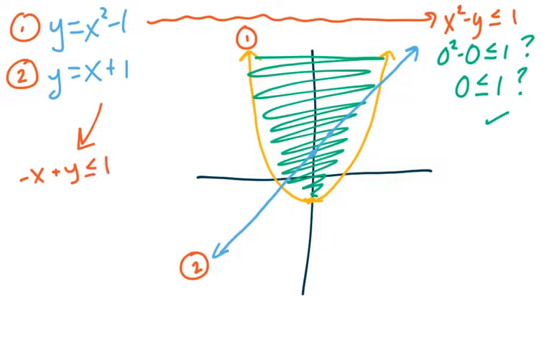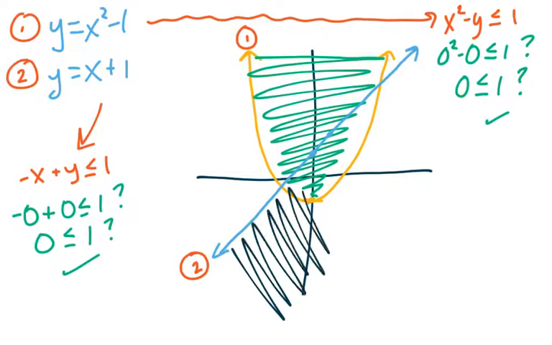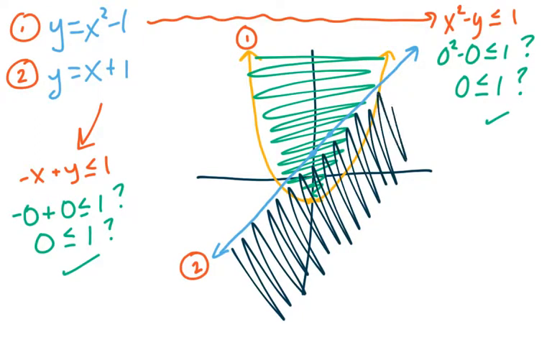And let's plug in 0, 0. So is negative 0 plus 0 less than or equal to 1? Negative 0 is just 0. Plus another 0, I'm thinking 0. All right, is 0 less than or equal to 1? Same thing before. It is. So I'm going to shade the part that has 0, 0, which is down to the right of it. So it's going to look a little bit like this. That's the portion that has 0, 0.